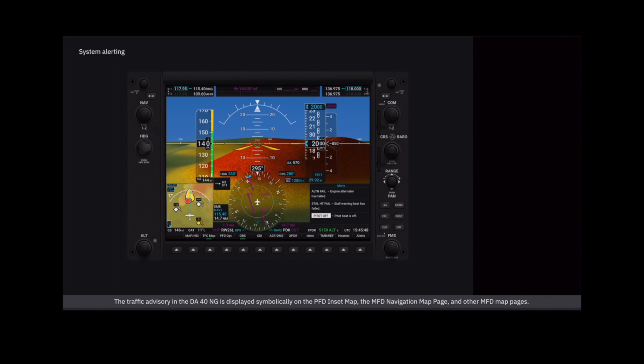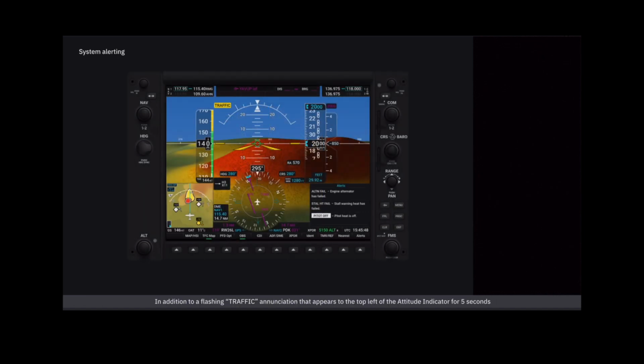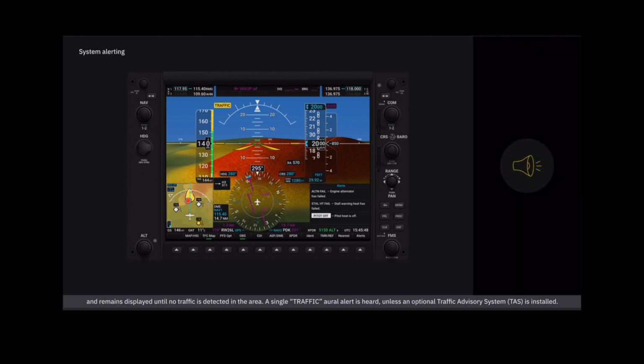The traffic advisory in the DA40 NG is displayed symbolically on the PFD inset map, the MFD navigation map page, and other MFD map pages. When traffic is detected, the PFD inset map is enabled, and traffic is displayed with the help of symbols. In addition to a flashing traffic annunciation, that appears to the top left of the attitude indicator for 5 seconds, and remains displayed until no traffic is detected in the area. A single traffic aural alert is heard, unless an optional traffic advisory system is installed.